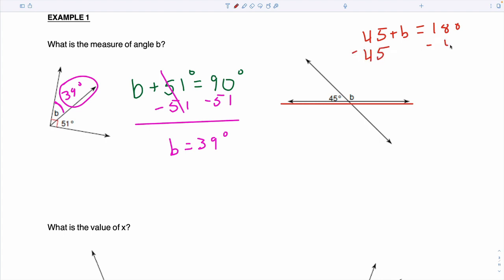What's 180 minus 45? You have a calculator, so you could just plug it in. Peyton? So your missing angle is 135. 135 degrees. Yay.